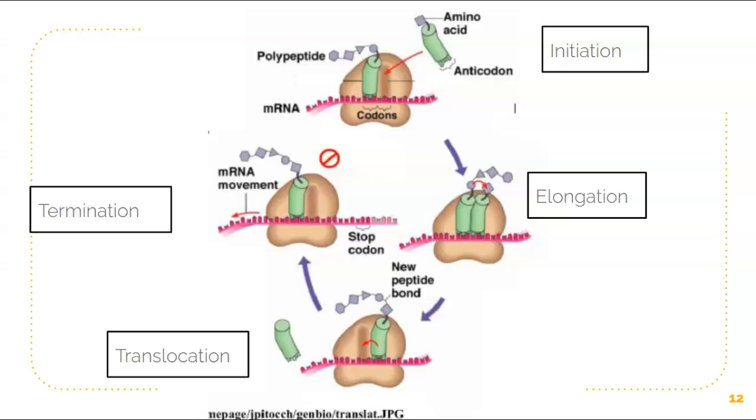This is just an image showing you this. So initiation, you have an amino acid being brought in. Elongation, you have the formation of these amino acids continuing to be built into a polypeptide. Translocation is the mRNA is being moved, the amino acids are moving down the mRNA. And then termination is when you reach that stop codon and we're done with creating this polypeptide.